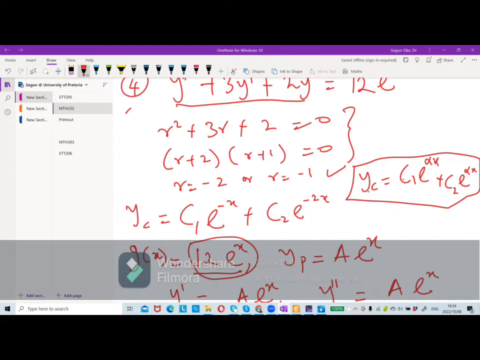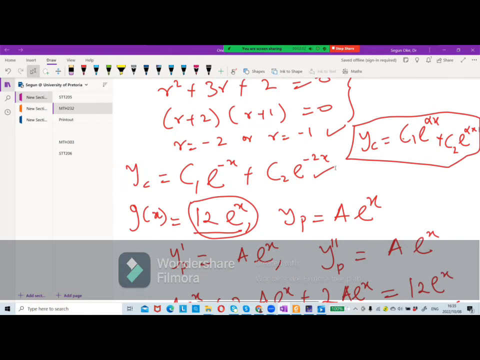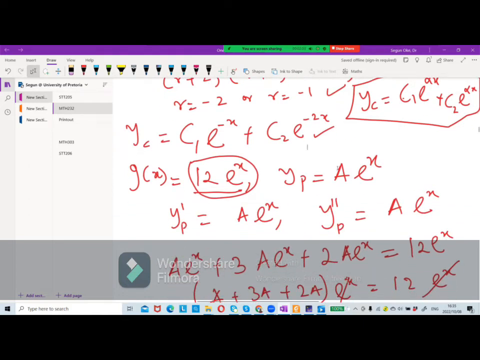So at the end of the day, when you substitute the value, you have c1 exponential negative x and c2 exponential negative 2x. So our g of x will be the same thing as 12 exponential x. So 12 exponential x in this context. We also have the form of y particular, yp. So it will give us A exponential x.